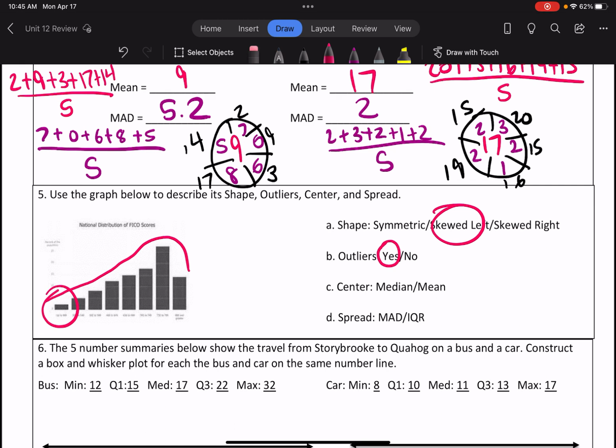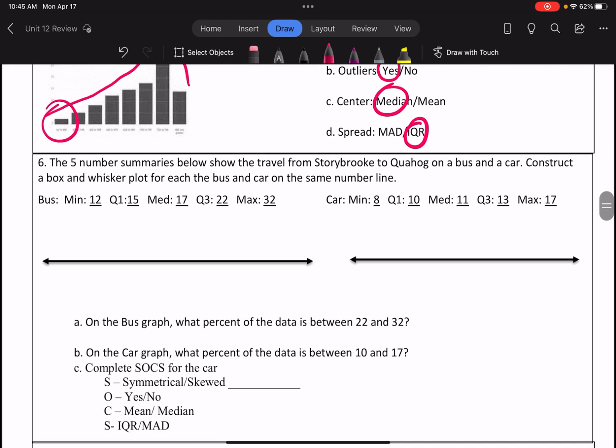Since we're skewed, we're going to use the median for our center because the median is not affected by those outliers. And then we'll use our IQR for the spread because, once again, the outlier is not going to affect your interquartile range. That's going to lead us to problem number 6.